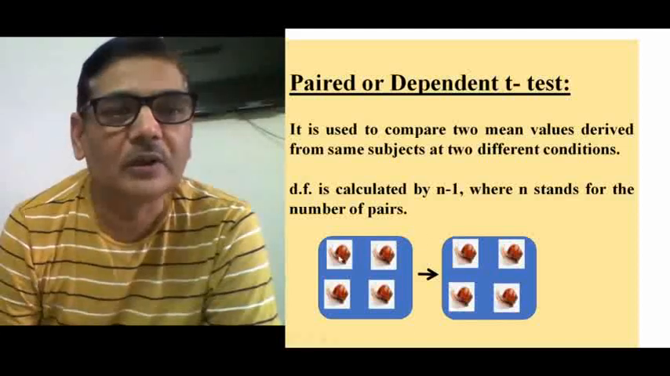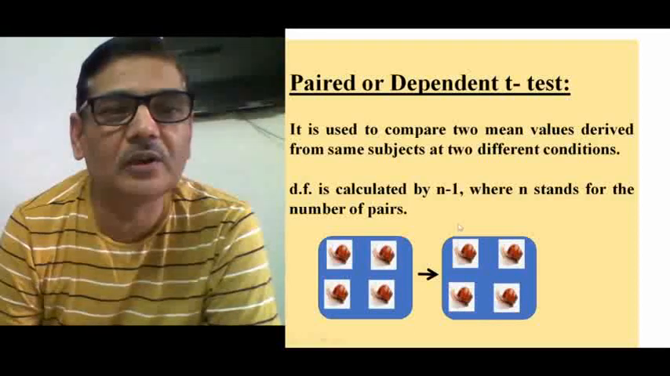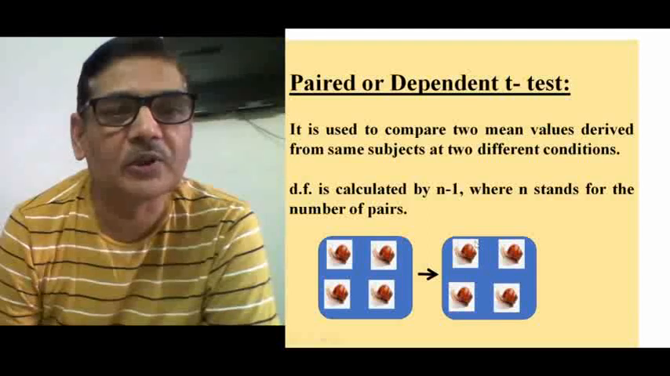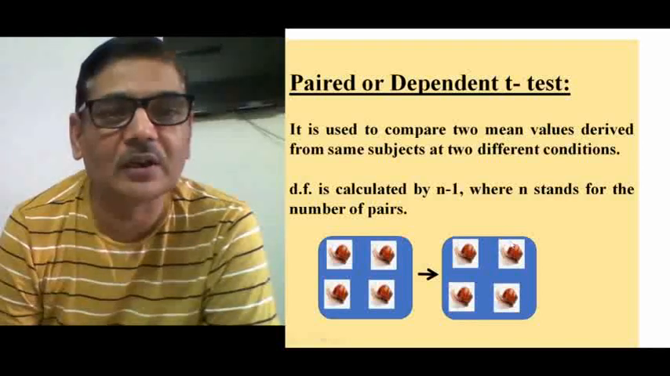It means that when the same types of individuals are being considered twice for a specific parameter, then we shall be having values regarding that parameter in one specific condition, and then we would be having values of the same parameter in a different condition.